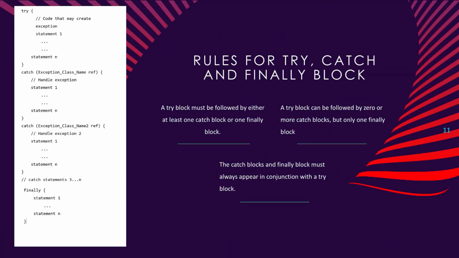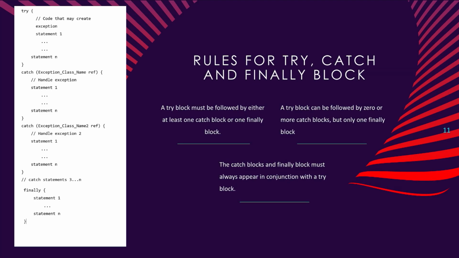So there are certain rules now for try block, catch block, and finally block. What are those rules? Let's go through them now. A try block must be followed by either at least one catch block or one finally block. In other words, if you've written a try block, it cannot exist in isolation. There has to be a subsequent catch block or a finally block. It's up to you which one you want to choose, but there has to be one of either of them.